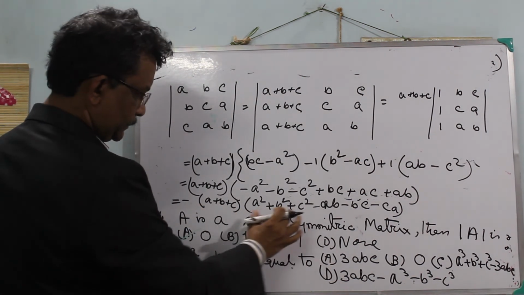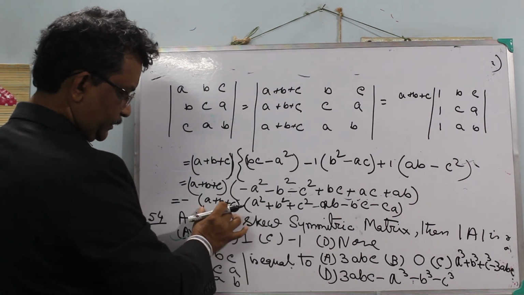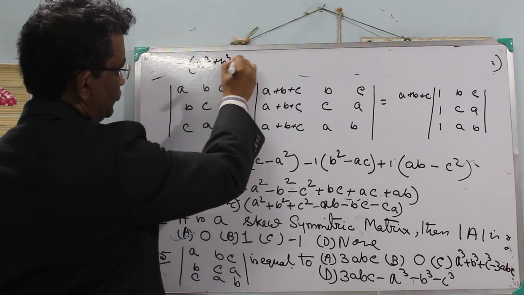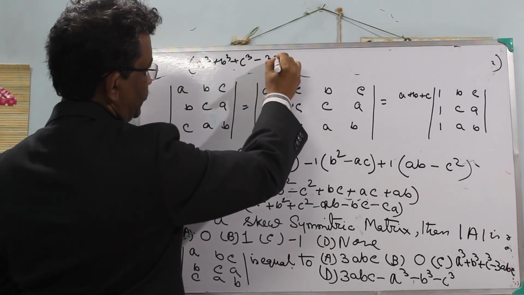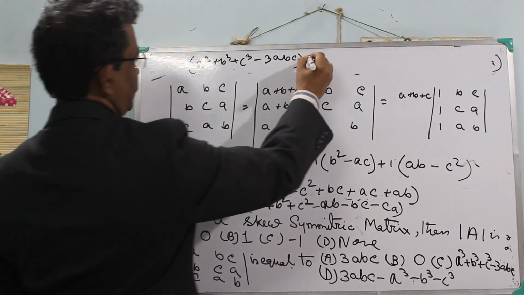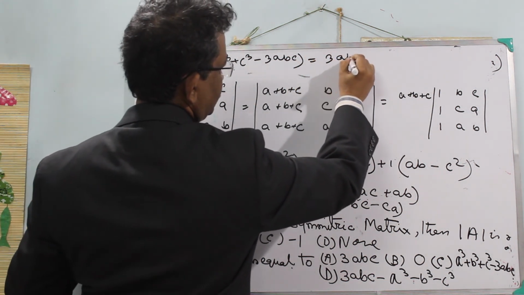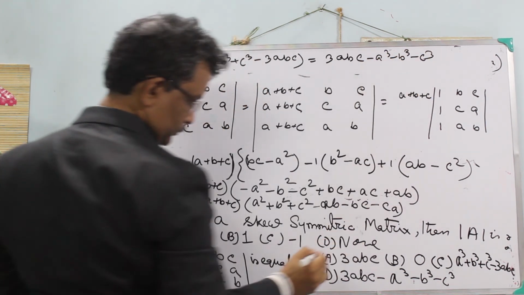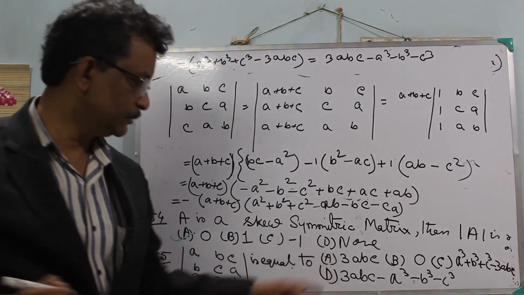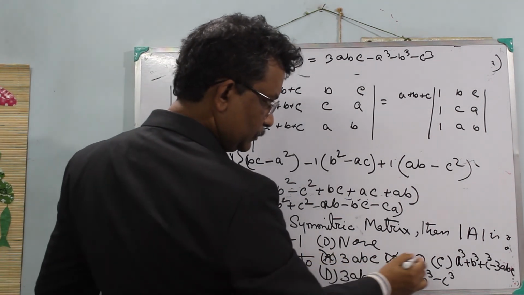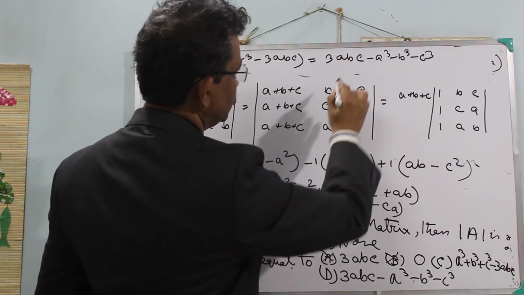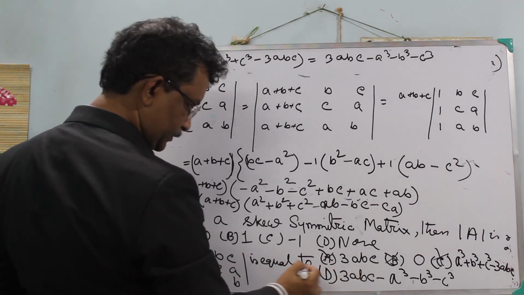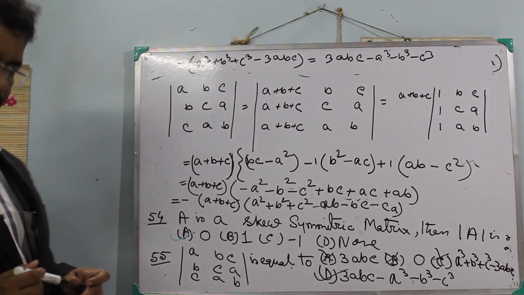Now you see, this is our first formula identity. A plus B plus C into (...) equals A cube plus B cube plus C cube minus 3ABC, so here it is 3ABC minus A cube minus B cube minus C cube. So the correct answer is 3ABC minus A cube minus B cube minus C cube. So D is the correct answer.